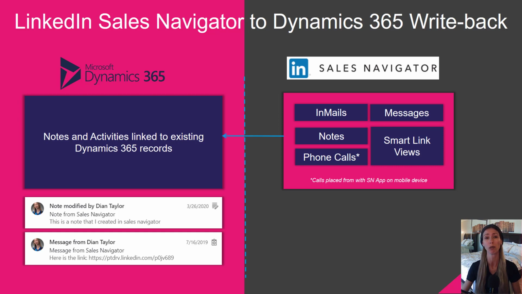Now, you've got to keep in mind that the activity will only be tracked against the correct Dynamics 365 record if Sales Navigator was actually able to find or match the person that was called with that record in Dynamics 365.